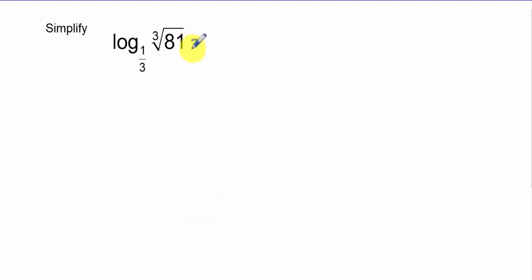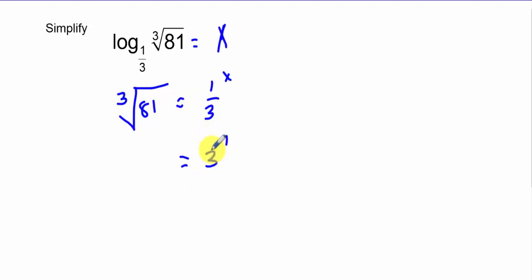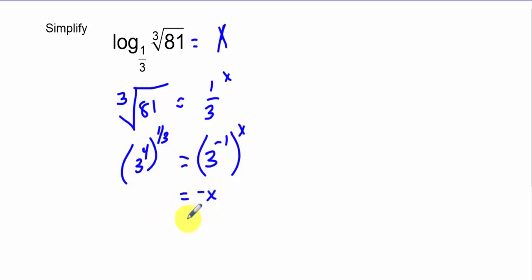Here's a similar example. After doing a whole bunch of these, you might be able to do some of these in your head, but I recommend these steps at least to get going. So this is our x. I slide my base. I get 1/3 to the x is equal to the cube root of 81. I'm going to use the power of 3 to get this moving. This is 3 to the -1 raised to the x. 81 is 3 to the 4th. Cube root is 1/3 power. So I have negative x is equal to 4/3. And x equals negative 4/3.